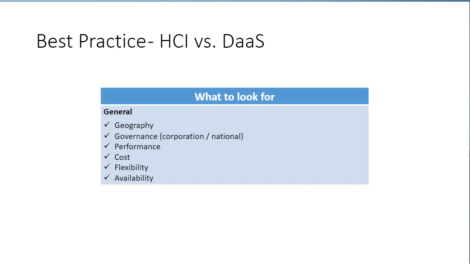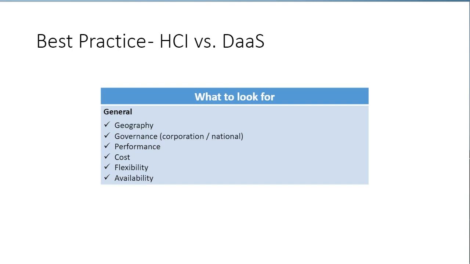Performance. You have to be sure that your DaaS solution, your cloud solution, meets the performance requirements of your users, including being able to use things like GPUs. Using GPUs with on-premise is pretty straightforward, pretty simple, but not all cloud services offer that.